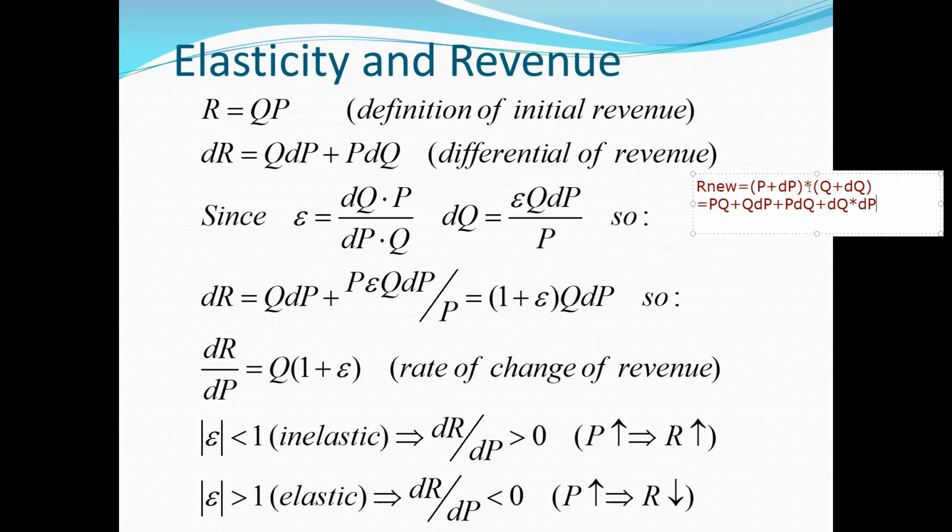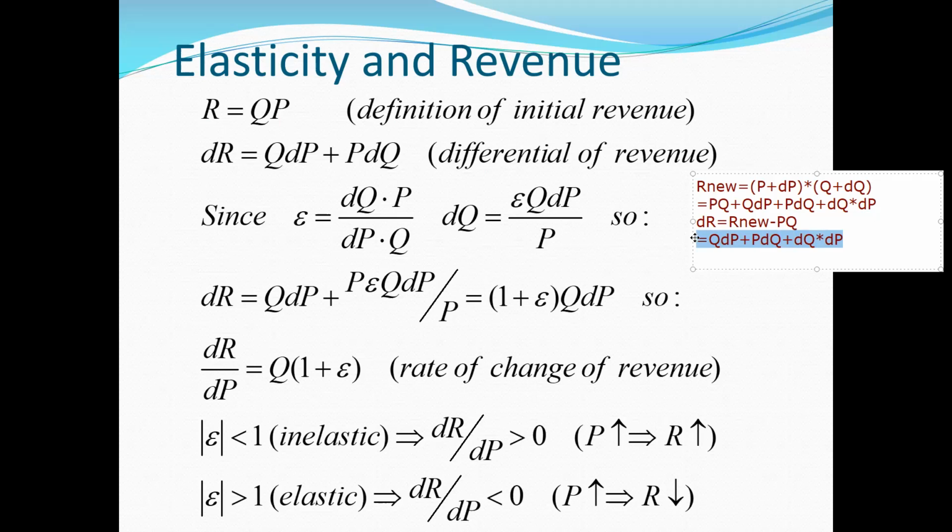And if I want to just find the change in revenue, if I want to just find dR, which is the change in revenue, I'll subtract R new minus P times Q, right? Because my original revenue was P times Q. So if I take my R new, my new revenue, and subtract PQ from it, the change would be equal to QdP plus PdQ plus this dQ times dP, right?